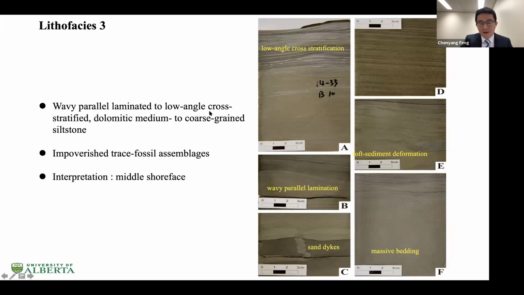Lithofacies 3 has very few bituminous finer siltstone units. It's mostly composed of wavy parallel laminated to low angle cross stratified dolomitic medium to coarse grained siltstone. Lithofacies 3 is characterized by the paucity of trace fossil assemblages, and it is interpreted that lithofacies 3 represents the middle shoreface deposition.